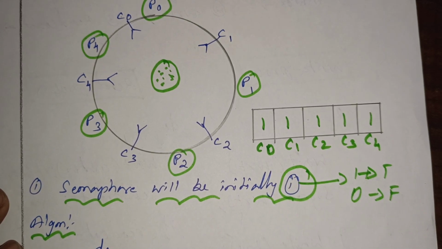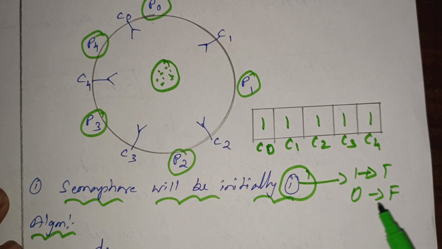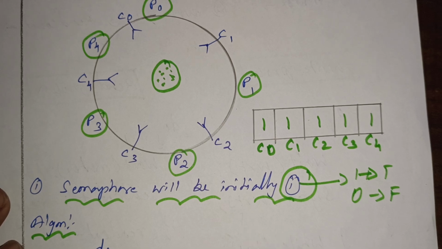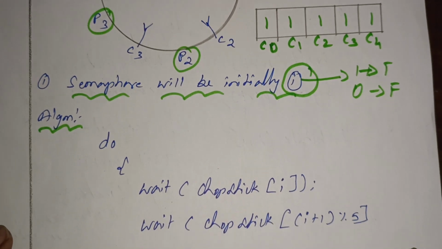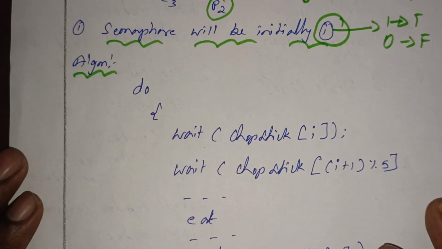If any of the philosophers takes a chopstick, then this 1 will become 0, which identifies false. If any other philosopher wants to take a chopstick and it is not available, they will keep on thinking. So this is the prime idea. Let's get into the algorithm directly.